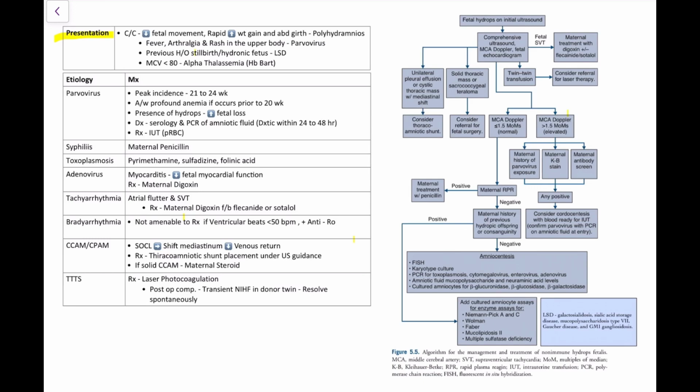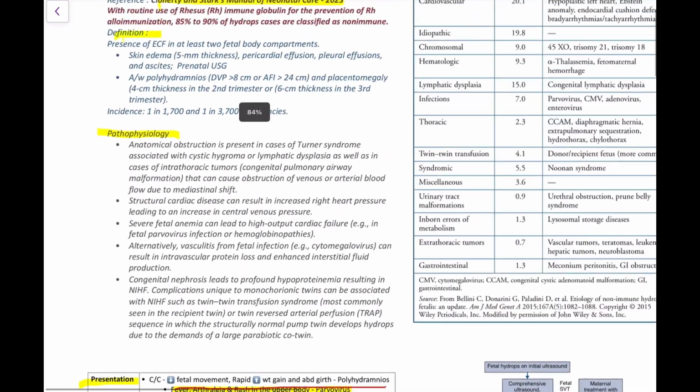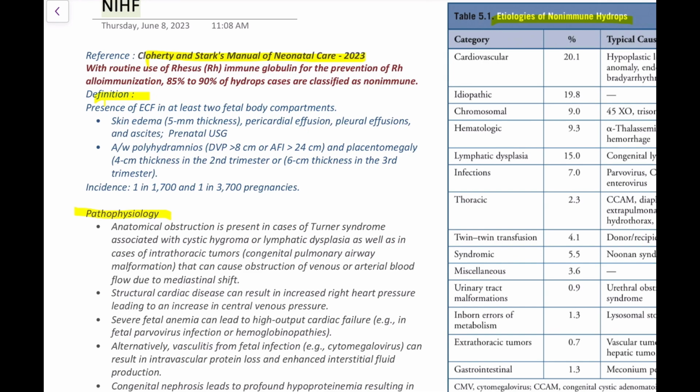So let's talk about the presentation first. Have a look at the table. If the mother presents with fever, joint pain and rash, then we have to think of parvovirus infection as a cause of NIHF. We should also keep in mind that one-third of cases of parvovirus infection have no symptoms at all. If the mother complains of decreased fetal movement, rapidly increasing weight, or abdominal girth, then we should suspect polyhydramnios. It is the most frequent finding associated with NIHF as per the definition.